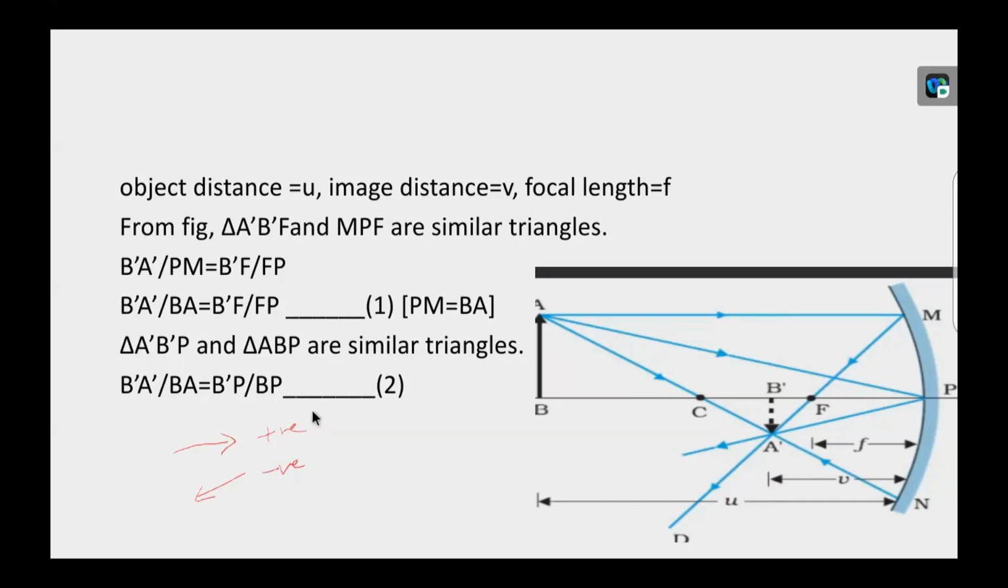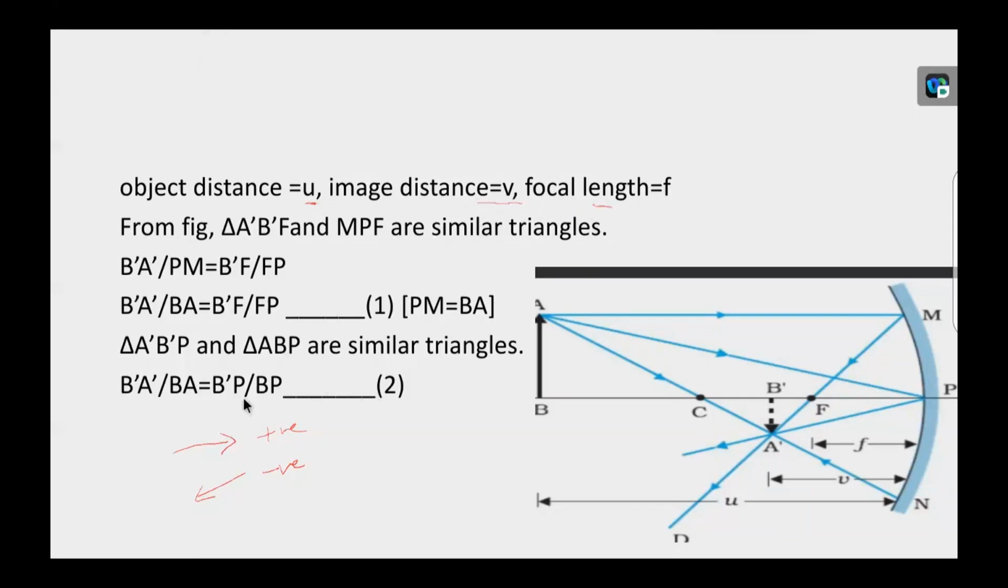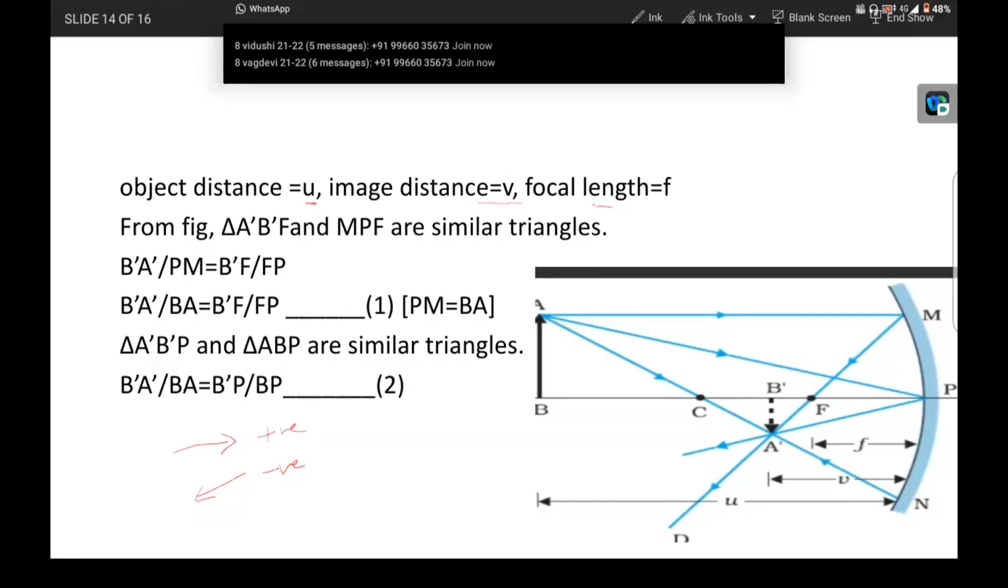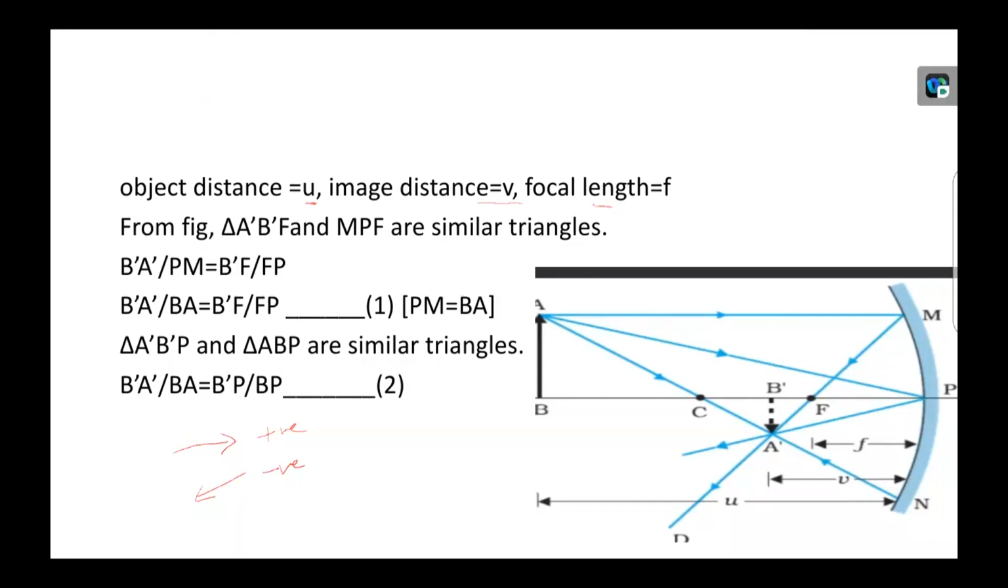Okay, now here we have shown that the object distance we have taken as u, that is already in the diagram. Image distance we have taken as v, and the focal length we have denoted by f. Here in this diagram we are going to show the relation between focal length, object distance and image distance.